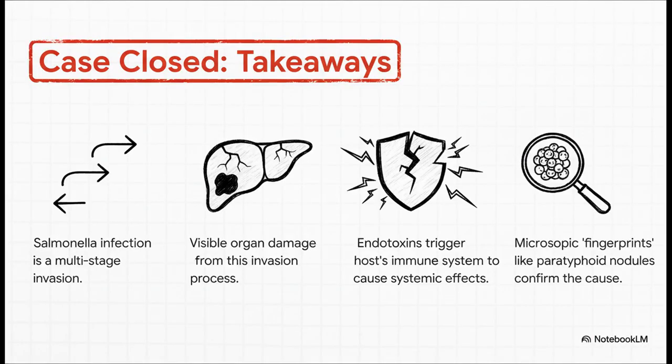So let's recap the case against Salmonella. First, this infection is a multi-stage invasion. Second, all that visible organ damage we saw is a direct result of that invasion process. Third, the bacteria's secret weapon, that endotoxin, turns the body's own immune system against itself. And finally, those microscopic clues, those paratyphoid nodules, are the definitive fingerprints that absolutely close the case.